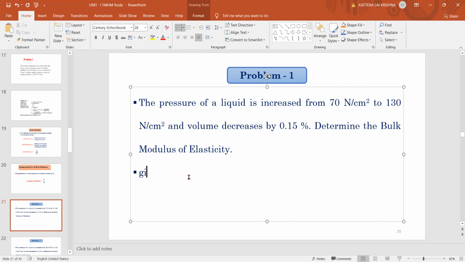After that, write the given data. What is given to us? Initial pressure. Take it as P1, or you can write initial pressure equal to P1. What is the given value? 70. So P1 equal to 70. Please write down the units also. P1 equal to 70 Newton per centimeter square.